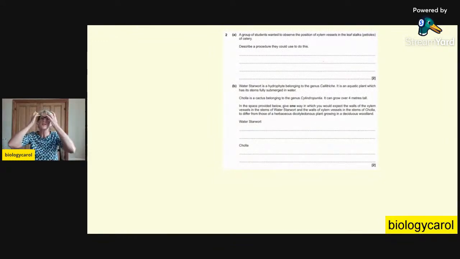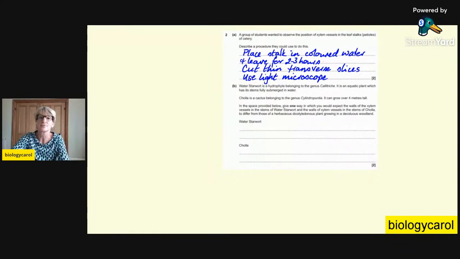A group of students wanted to observe the position of xylem cells in the leaf stalks of celery. Describe a procedure that they could use to do this. Well, this is the classic thing of letting coloured liquid go up the xylem of the celery by putting the celery into a beaker or cup of coloured water and then slicing the celery horizontally across the stalk and looking at it under a microscope. So this is what I put.